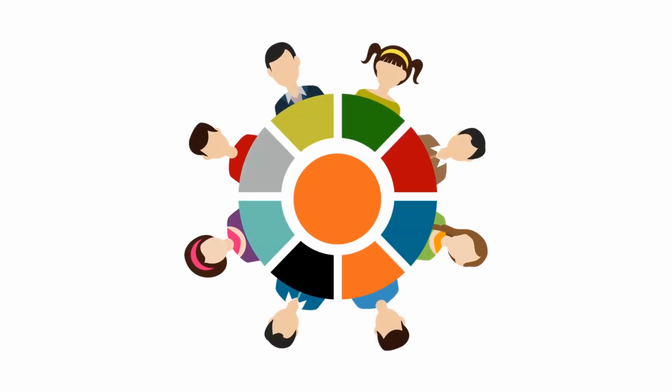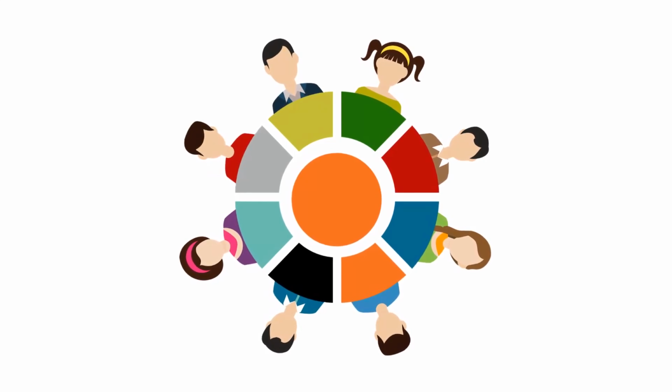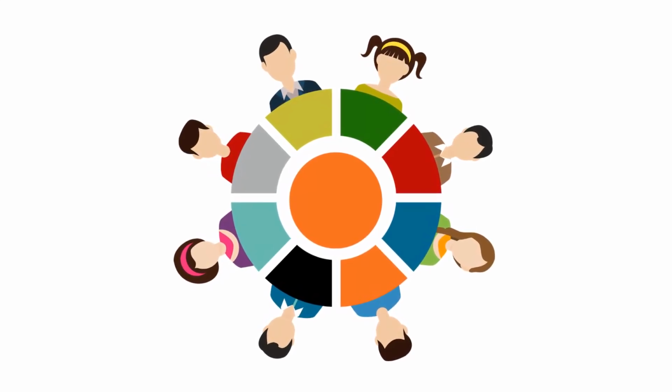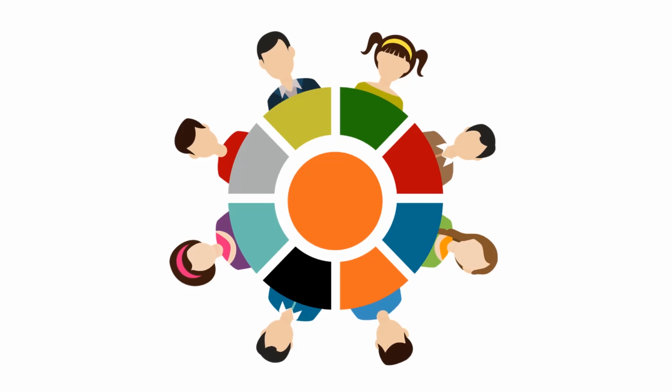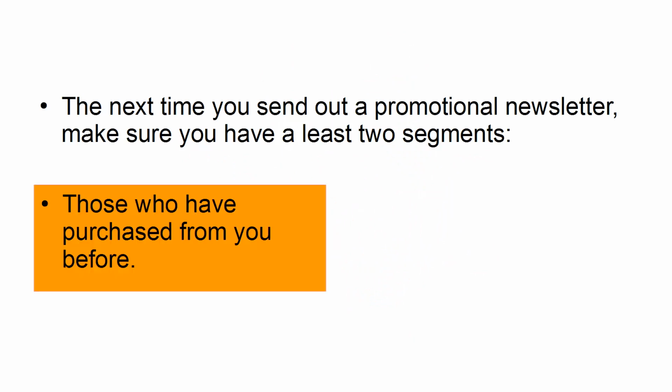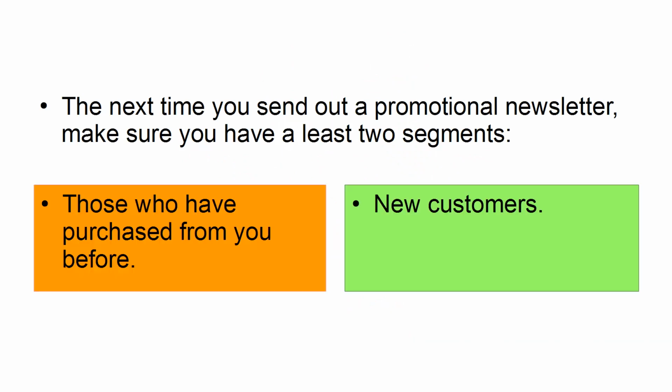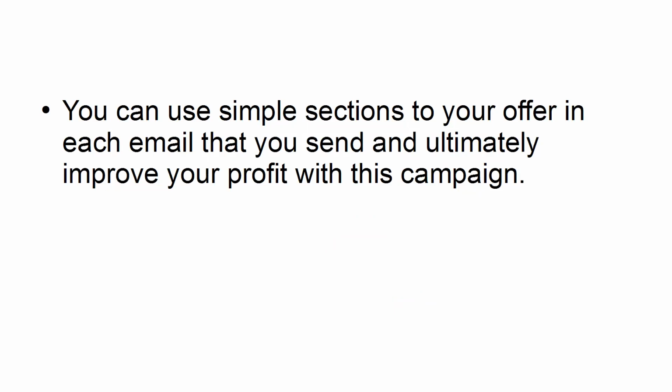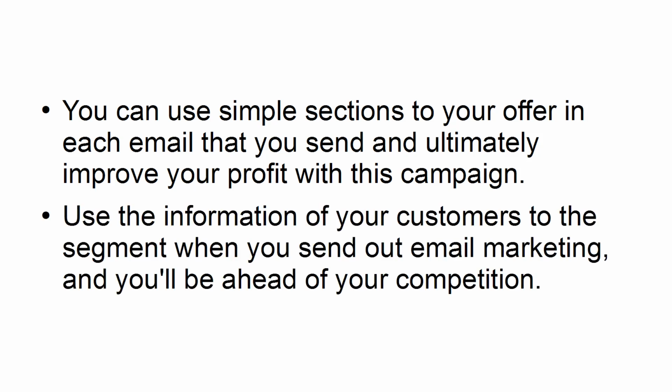Segment your users. The most obvious place you can start is segmentation. You don't want to send everyone the same thing. Even the most straightforward segmentation can pull you well ahead of the competition. The next time you send out a promotional newsletter, make sure you have at least 2 segments: those who've purchased from you before and new customers. You can use simple sections to tailor your offer in each email that you send, and ultimately improve your profit with this campaign. Use the information of your customers to segment when you send out email marketing, and you'll be ahead of your competition.